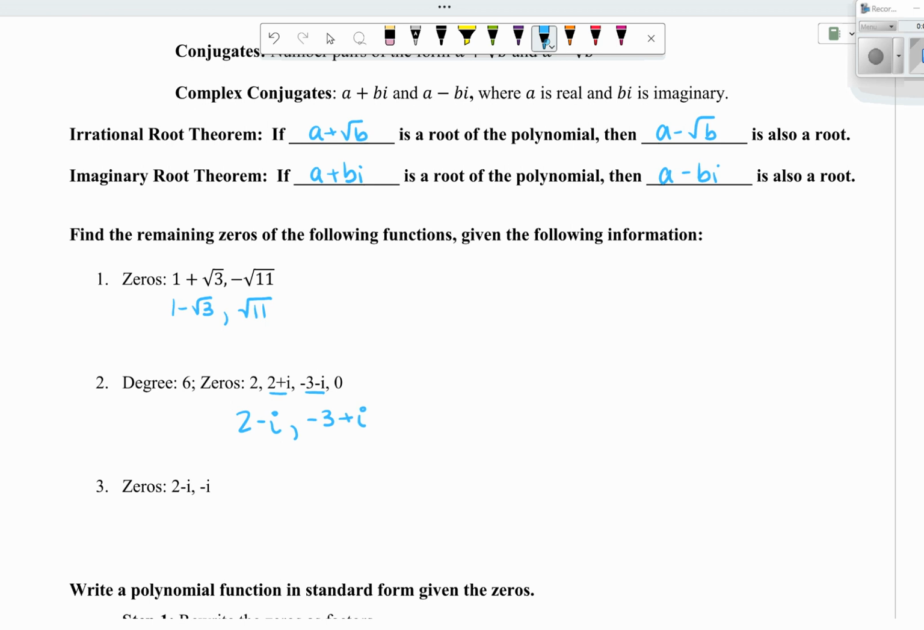Notice that when you are changing the sign, we don't change the sign of the a coefficient in front. It's just plus bi and minus bi. So you'll notice here that I didn't change the 2 or the negative 3. I just made it minus i and plus i. And then down here, if the zeros are 2 minus i and i, then this becomes 2 plus i and positive i.